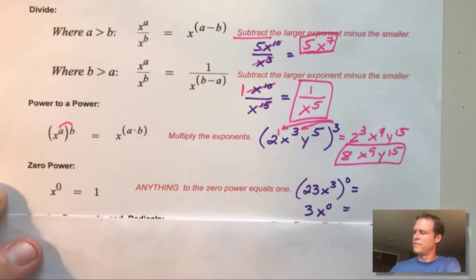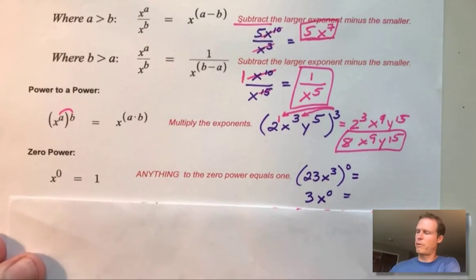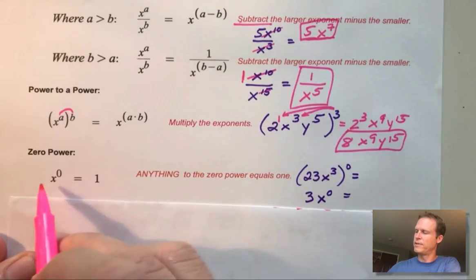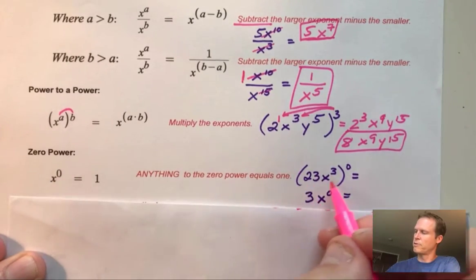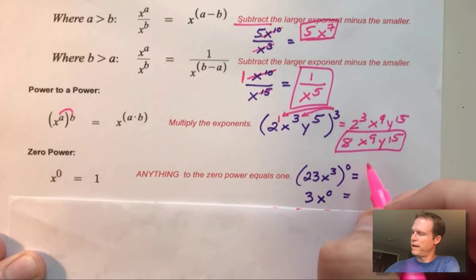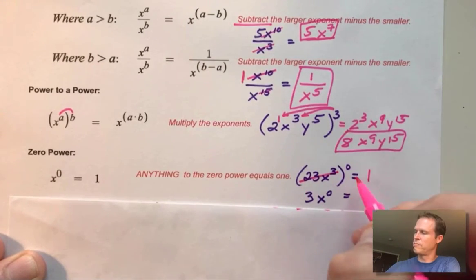All right, next, if you see 0 powers, if you see anything to a 0 power, it doesn't just cross out and poof go away, it turns into a 1. So if I see this whole entire expression to the power of 0, the answer is going to equal 1 because these all cross out and become a 1.